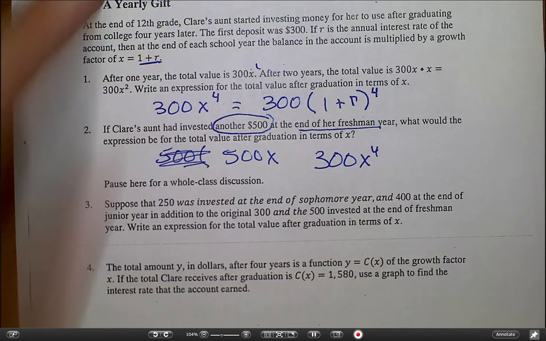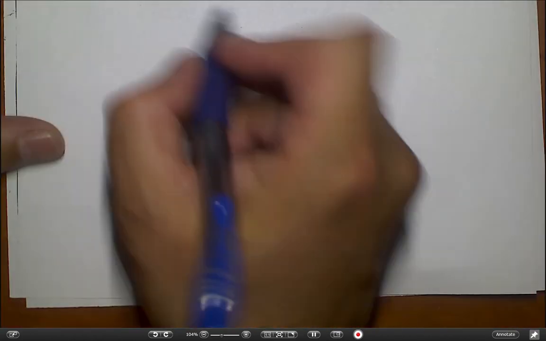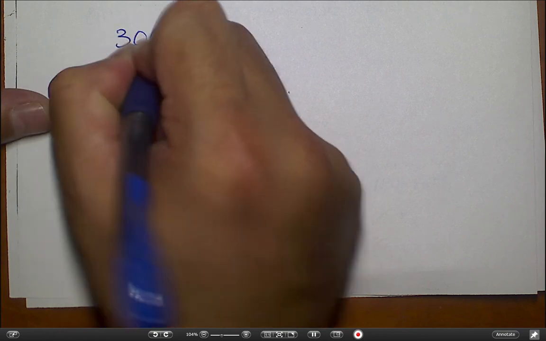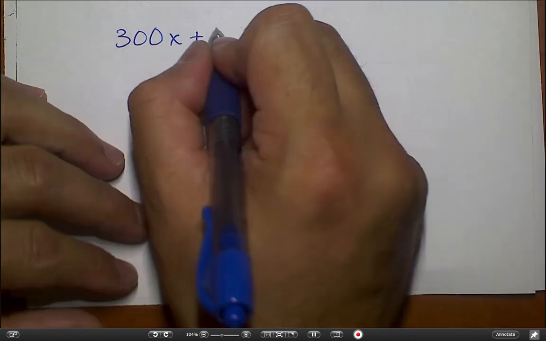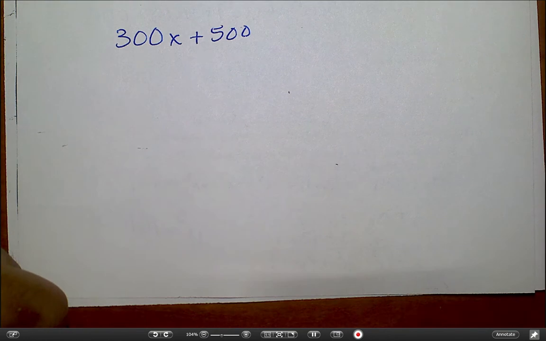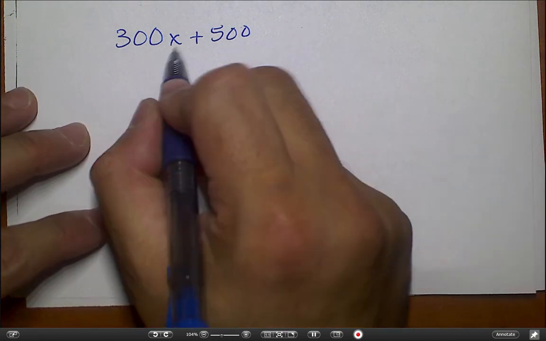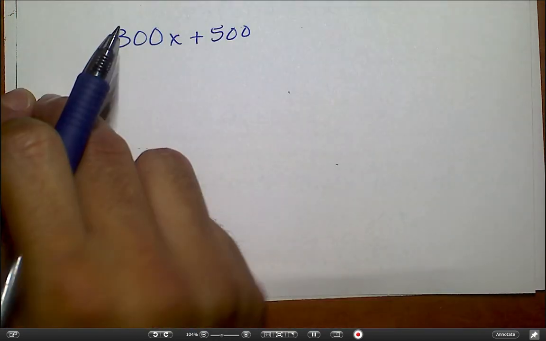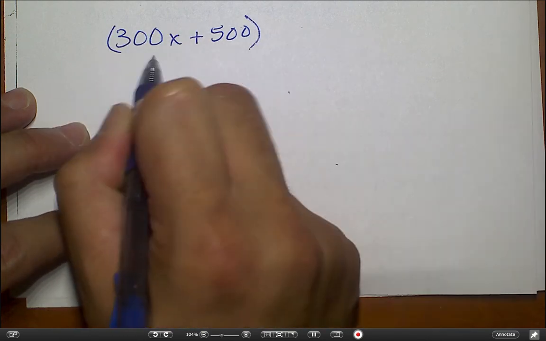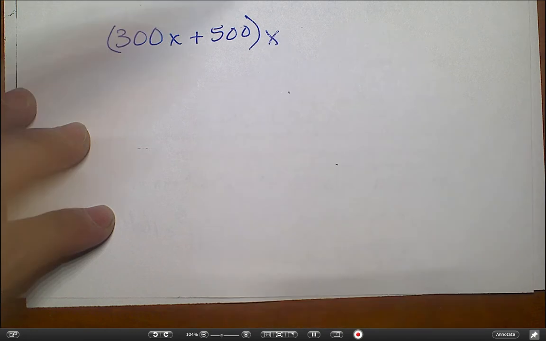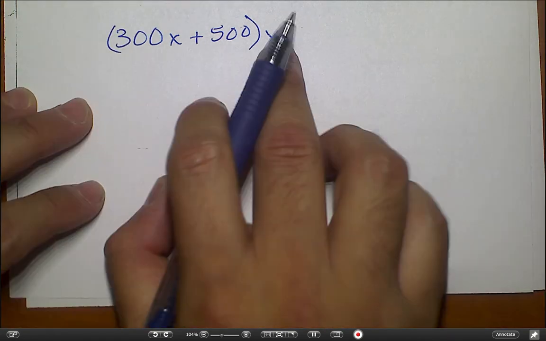Oh, crap. You know what? I'm running out of paper already because I keep making mistakes. So it's going to be 300X at the end of her first freshman year, right? 300X plus 500, right? And so the next one after that, it's going to be what? Okay, so it's going to be times another X, right? So it's going to look like this. So it's going to go 300 times another X, isn't it? So this is going to be the second year.